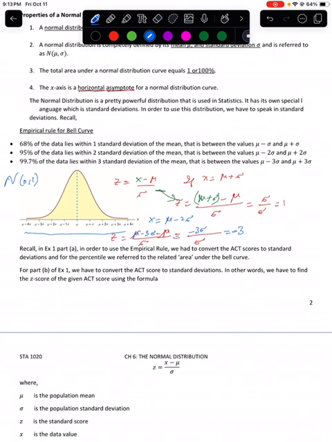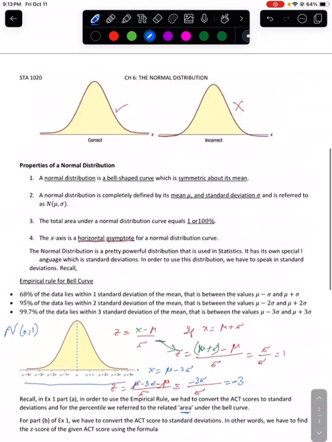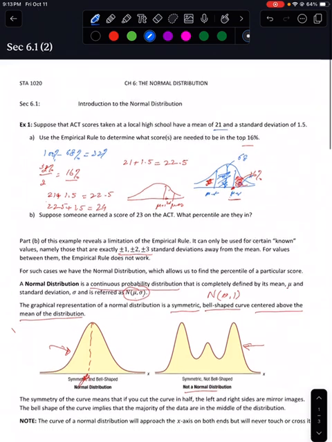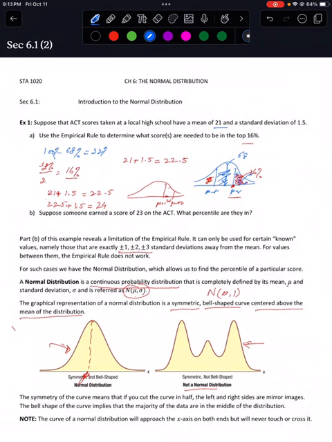So we'll come to the standard normal distribution in a few minutes. Let's look at what is happening here. Recall that in example 1, part A, in order to use the empirical rule, we had to convert the ACT scores to standard deviations. And for the percentile, we refer to the related area under the bell curve. Remember, I just showed you that we were looking at this area on the right here, under the bell curve.